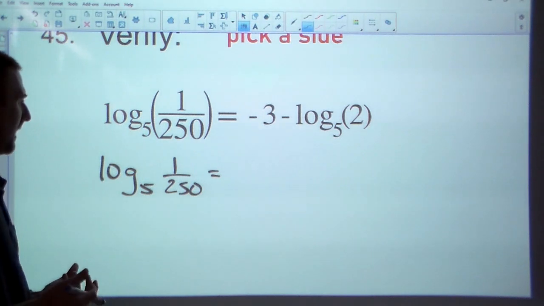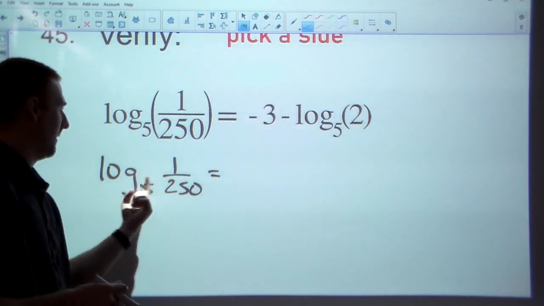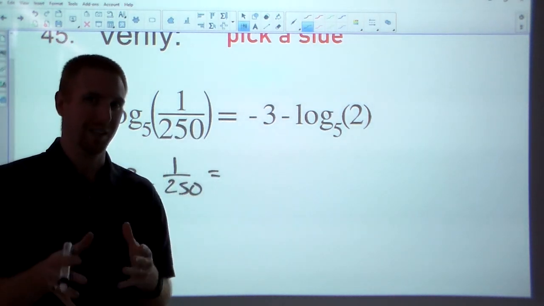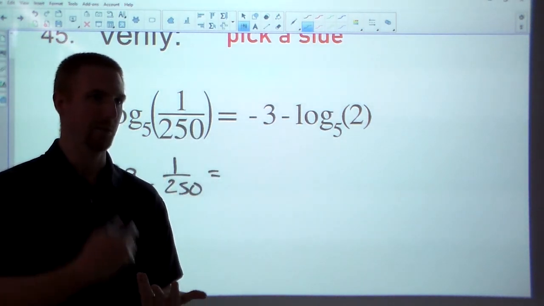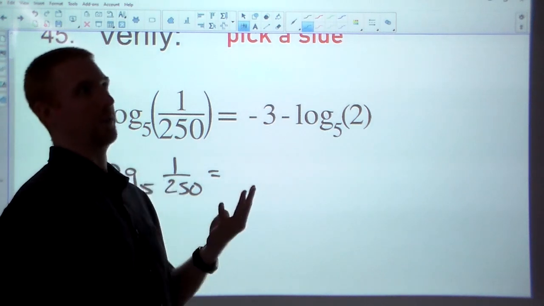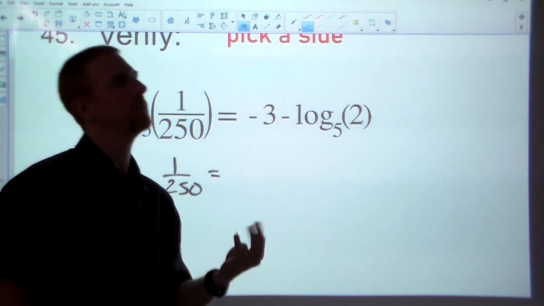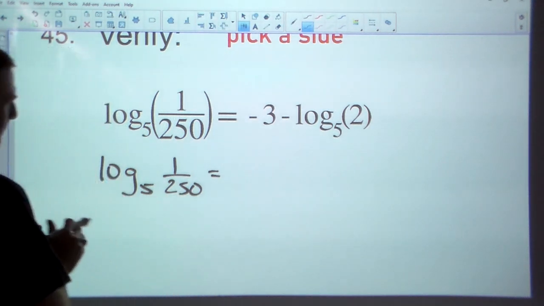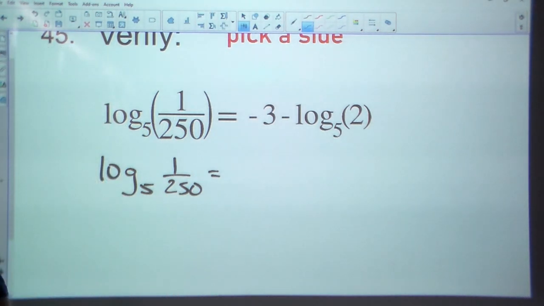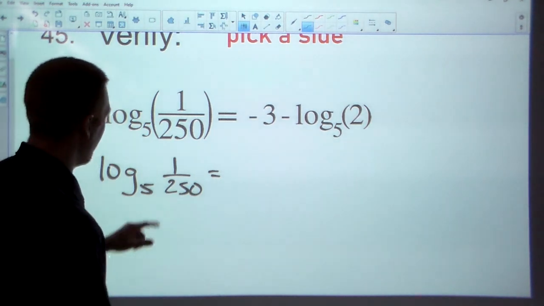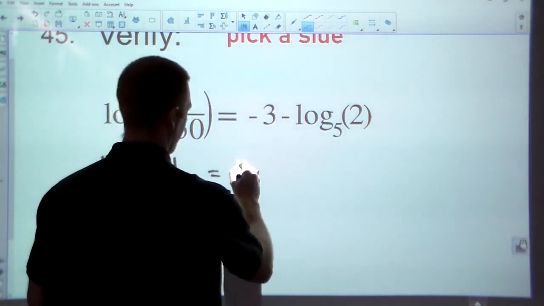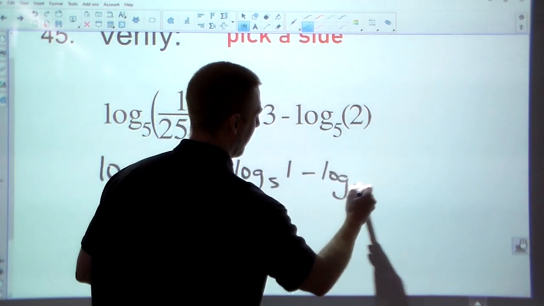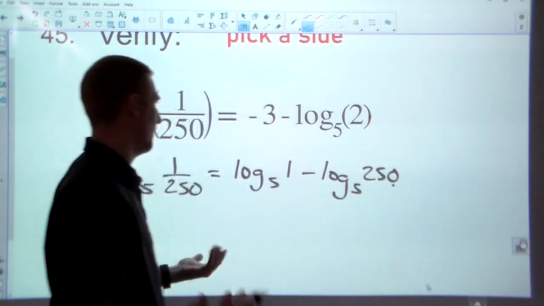Well, I don't know anything. I don't know of a power of 5 that I can raise 5 to to get 250. Not easily. I mean, 5 squared is 25, 5 cubed is 125, 5 to the 4th is 625, pretty sure. But either way, I'm not getting 250. So I need to come up with something else, maybe another strategy. Now, I know that these are divided, so maybe log base 5 of 1 minus log base 5 of 250, maybe that'll get me somewhere.